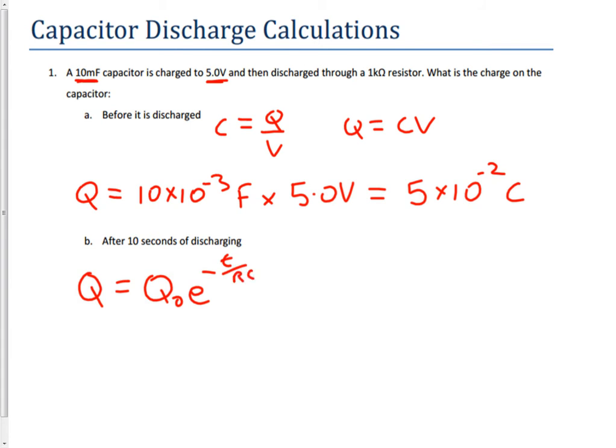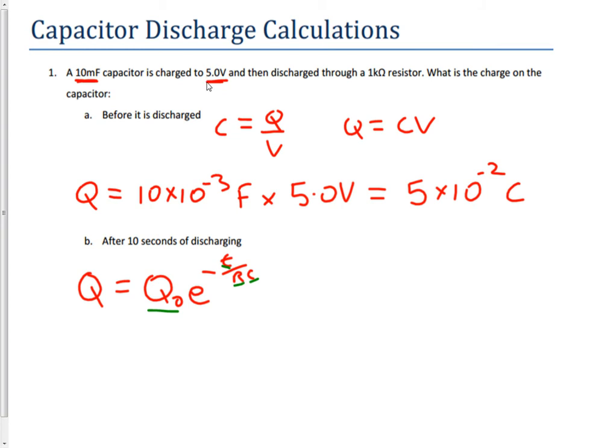And it looks like we're in luck, because we know Q naught, which is the initial charge on the capacitor. We know R, the resistor it's being discharged through. We know C, its capacitance. And we know t, the time. So we know everything. So literally all we have to do is just plug everything into this formula.